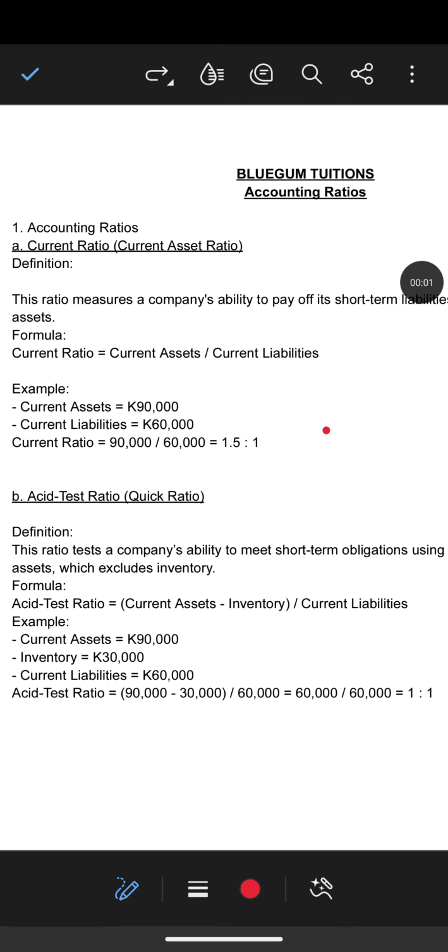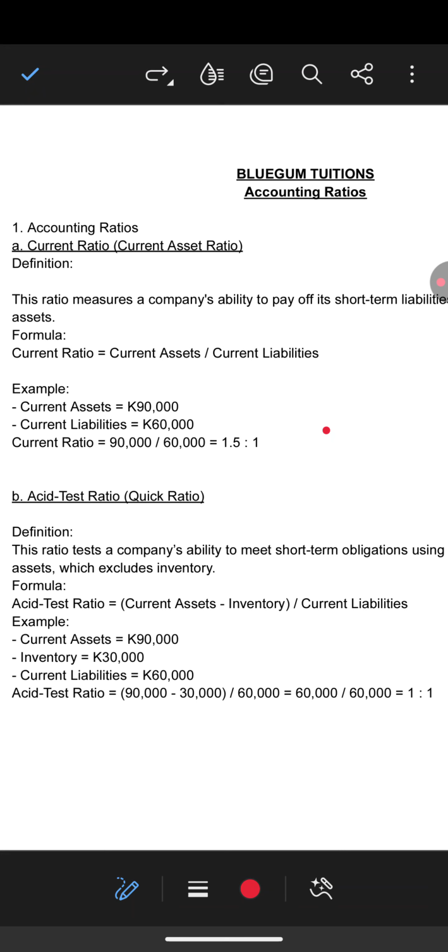Okay, so just as part of financing business units calculations, there are two important accounting ratios we need to discuss. The first one is called current ratio. So current ratio is just a figure that compares your current assets to your current liabilities. This is very important because current liabilities are obligations that are supposed to be met within a short time.